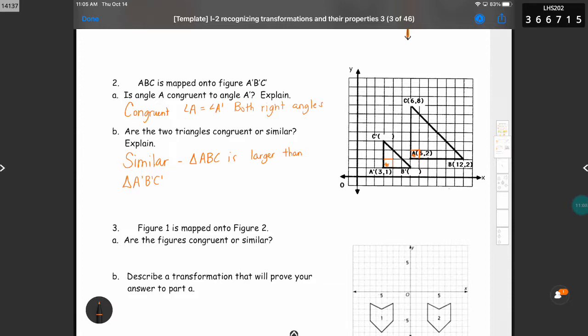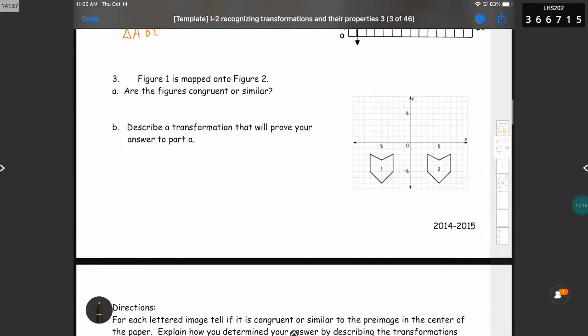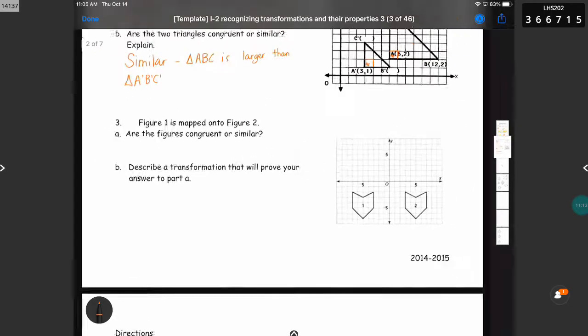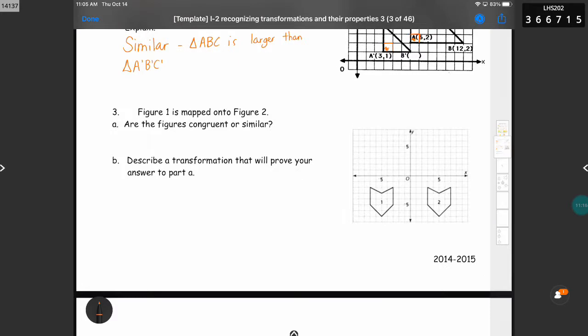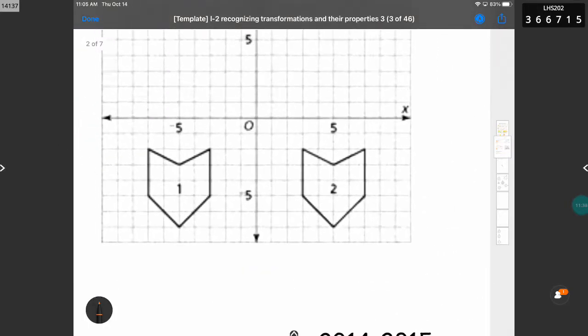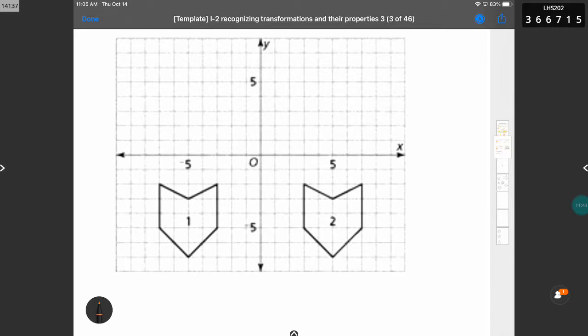All right, let's look at figure 1. Figure 1 is mapped onto figure 2. Are those figures congruent or similar? Congruent. They look like a reflection, congruent. Describe a transformation that will prove your answer to part A. Why are they congruent? What's happening here? It all stays the same. Okay, but what transformation is taking place? Reflection. Does anybody see a different transformation that could take place here?